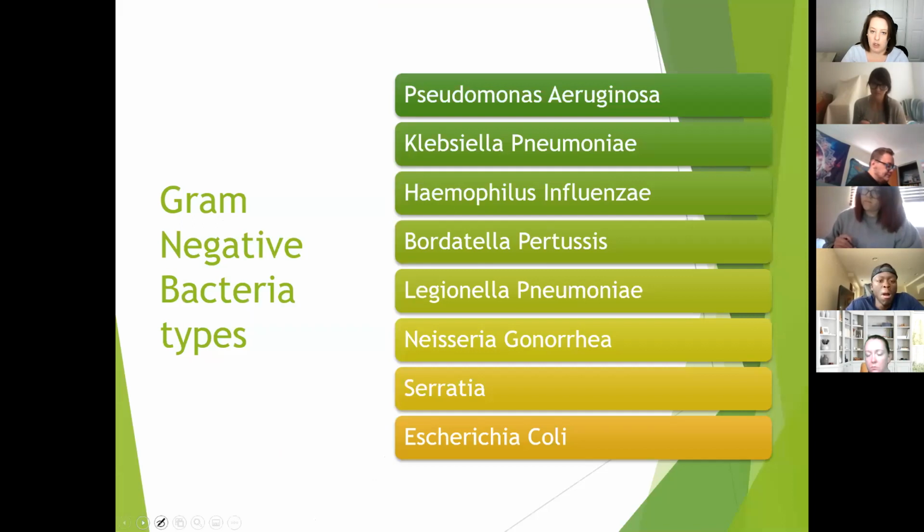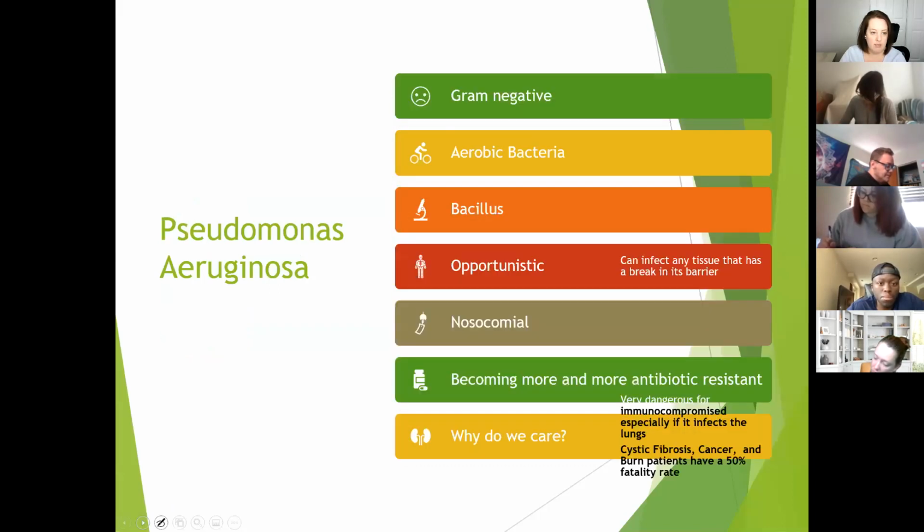So we're going to go over each of these individually. So gram-negative bacteria, we have Pseudomonas, Klebsiella, Haemophilus, Bordetella pertussis, Legionella, gonorrhea, Serratia, and E. coli. So gram-negative bacteria is less susceptible to antibiotics, and they have more powerful toxins.